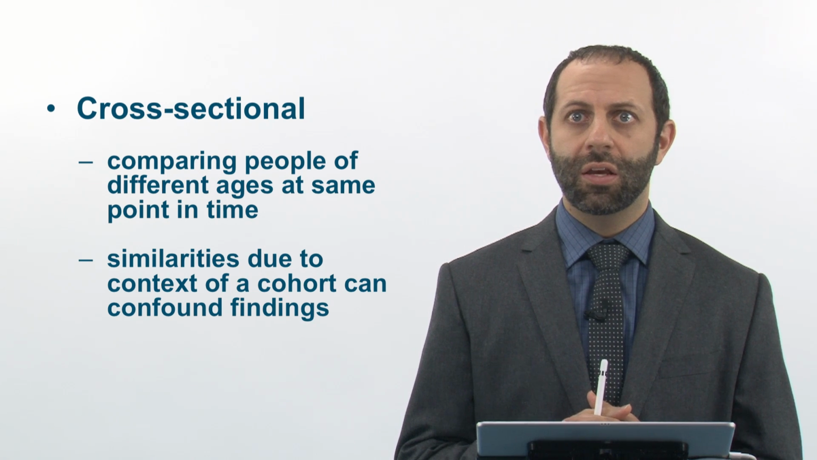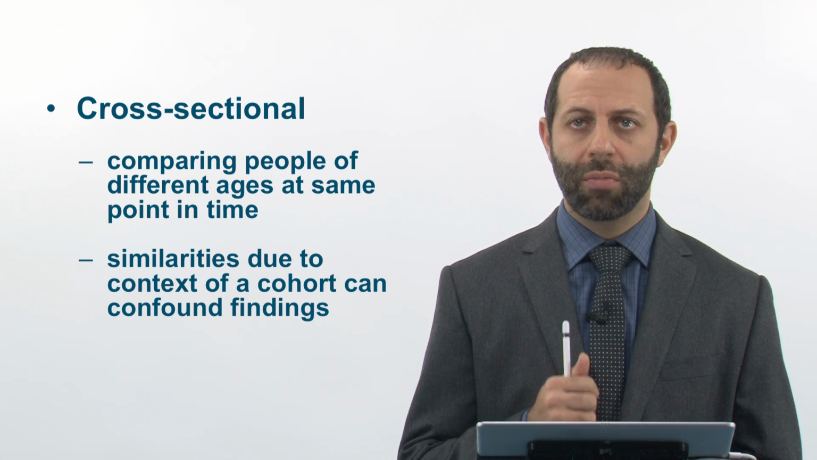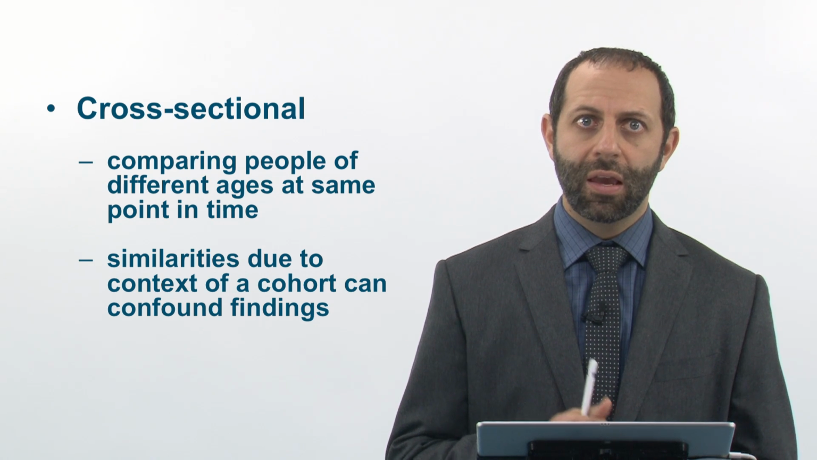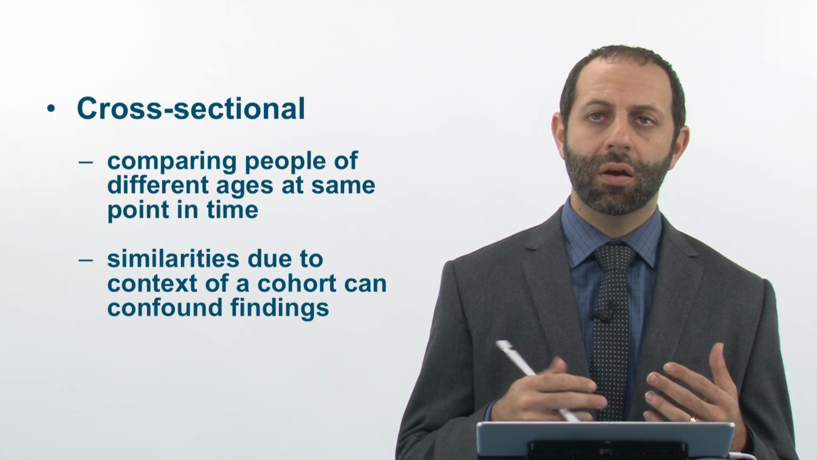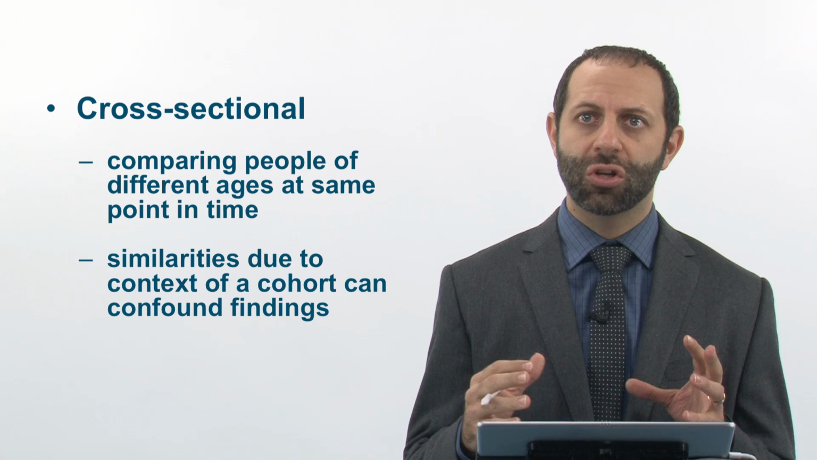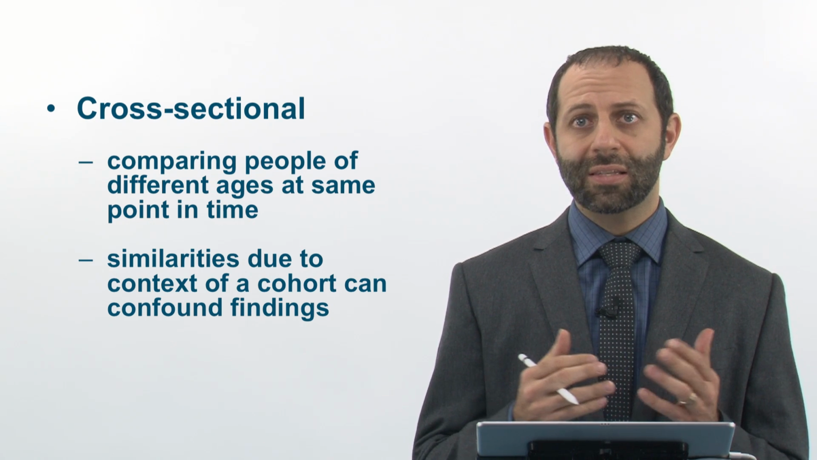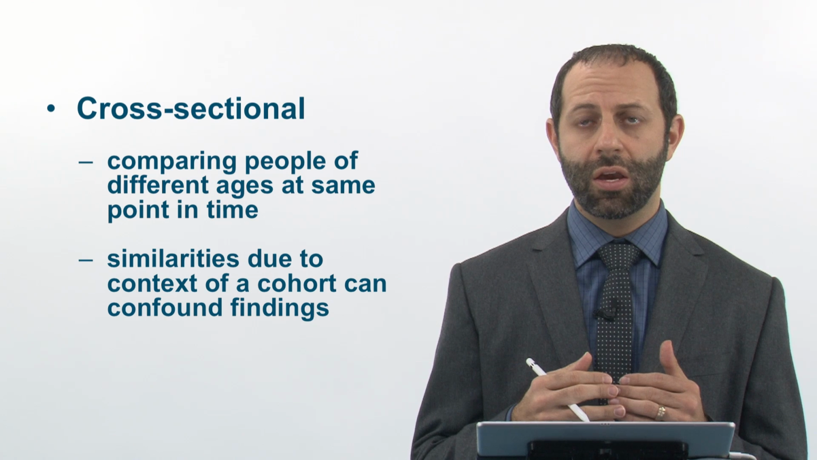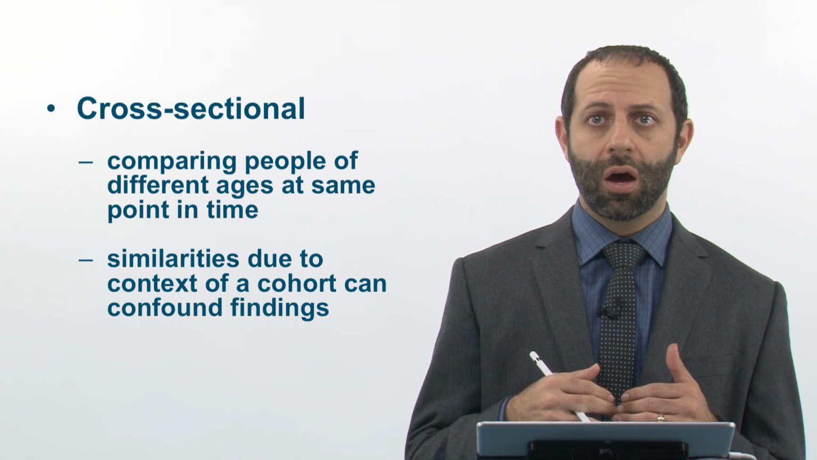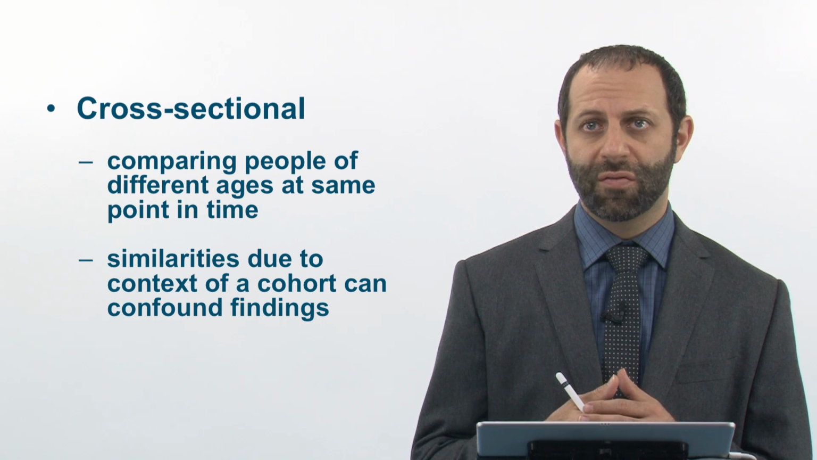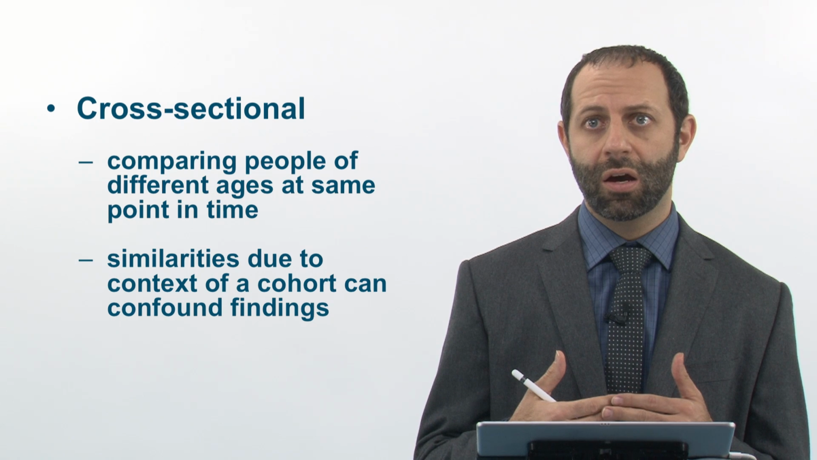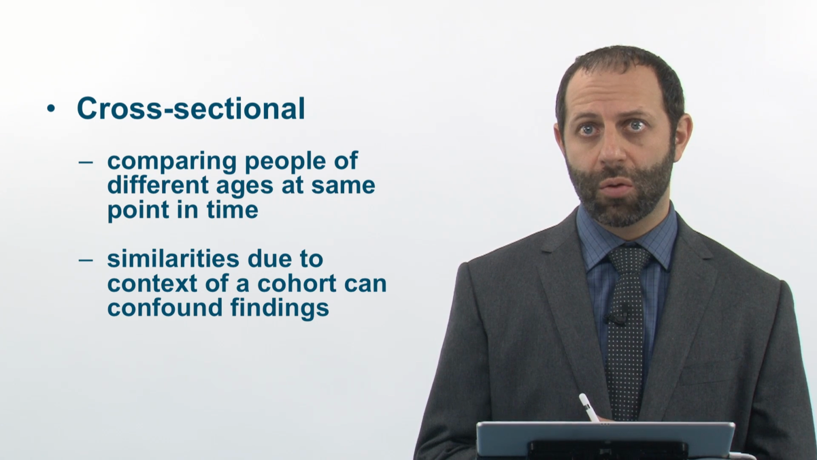The first method is the cross-sectional method of investigation. In this method, we compare people of different ages at the same time. So essentially, let's say I want to understand the morality levels of people living in the technology generation that we're in now.